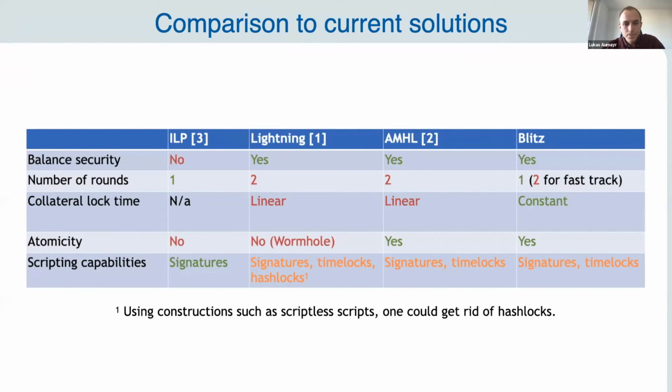The next thing is AMHL, or the anonymous multi-hop locks, which unfortunately I can't really go over in detail, but this is an improvement on the Lightning that makes them secure against the wormhole attack, more or less. And finally, our construction achieves the balance security. It has 1 round, constant collateral, and is also secure against the wormhole attack.